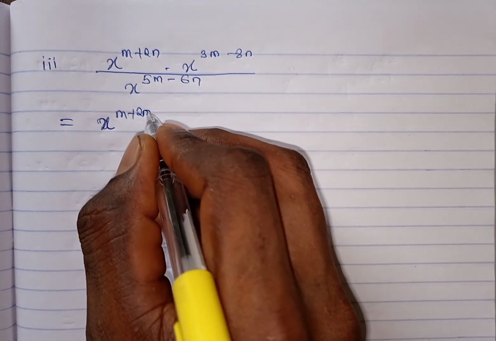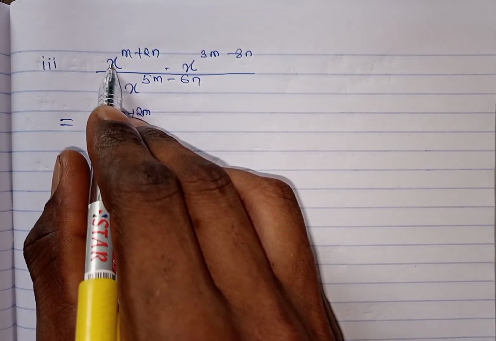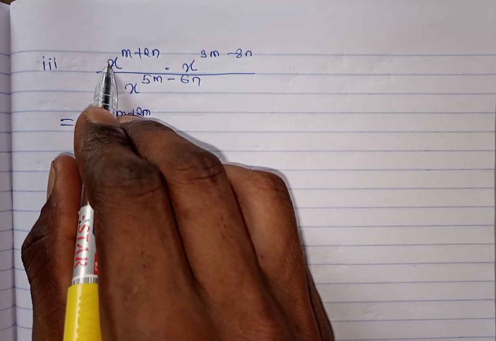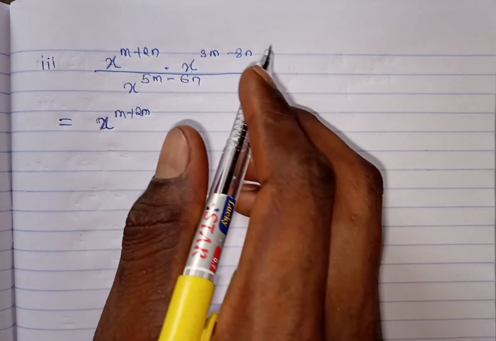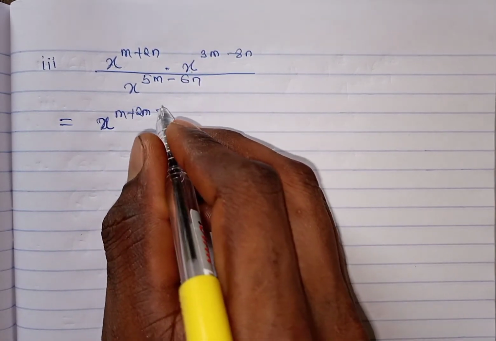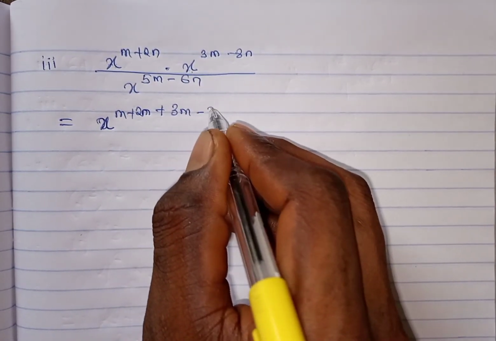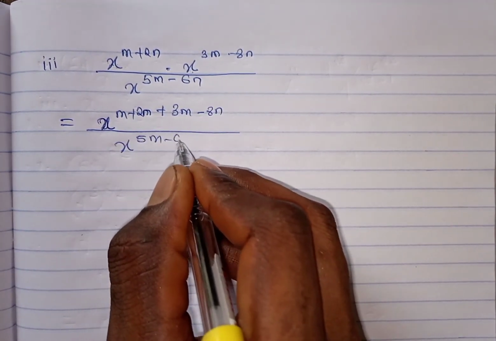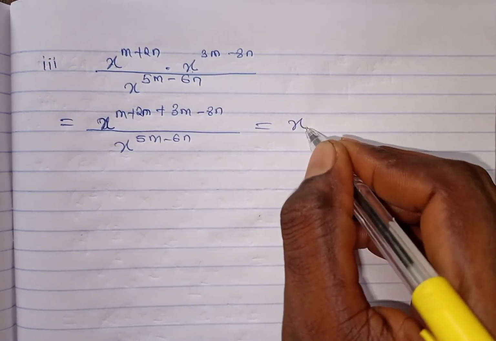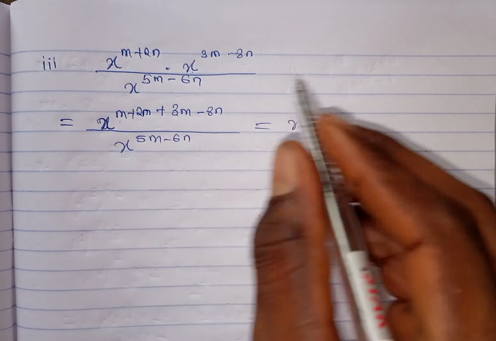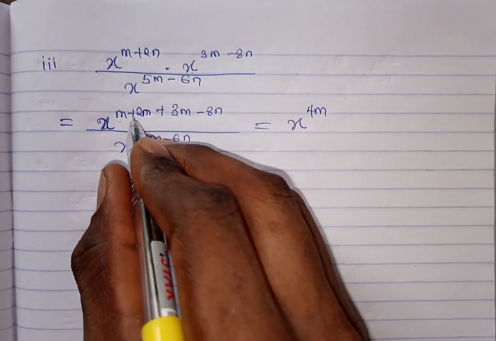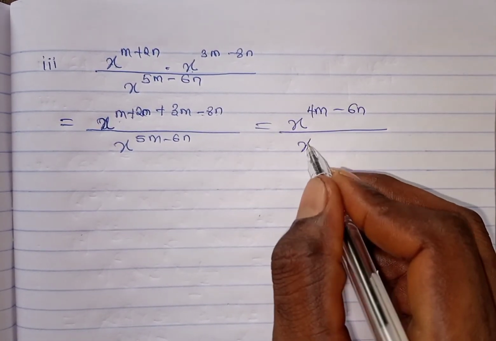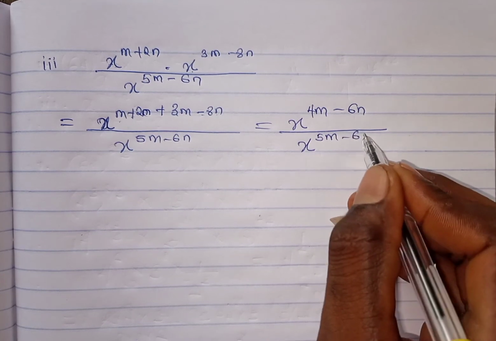The rule says that if you have two indices joined together by multiplication, you pick one of the base, then add the powers. So we have x raised to the power of m plus 2n plus 3m minus 8n, then everything over x raised to the power of 5m minus 6n. You simplify it: m plus 3m gives you 4m, then 2n minus 8n gives you negative 6n, then everything over x raised to the power of 5m minus 6n.